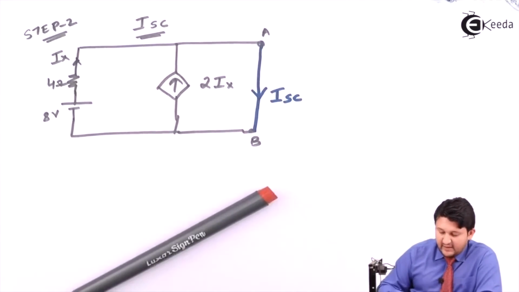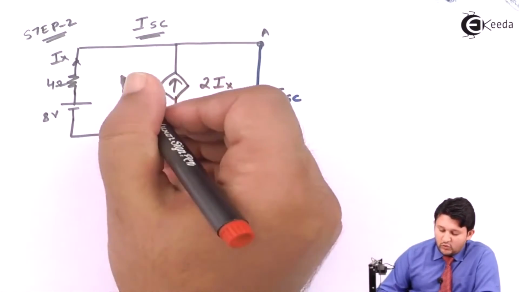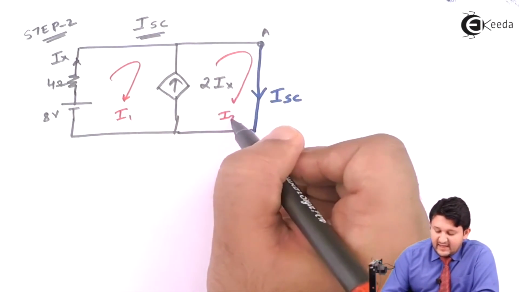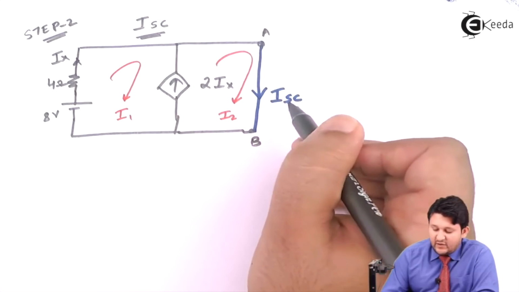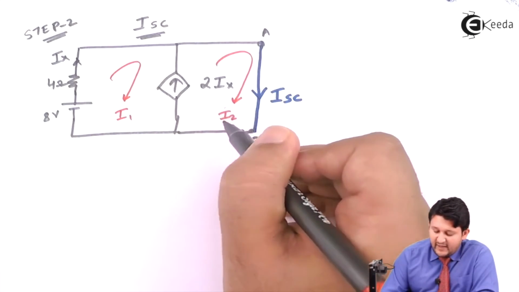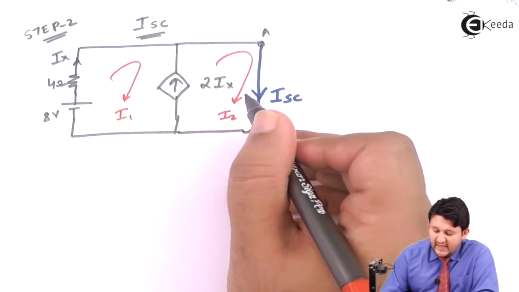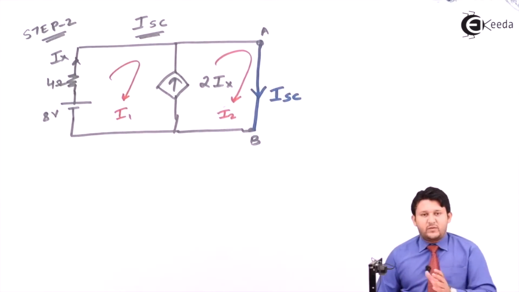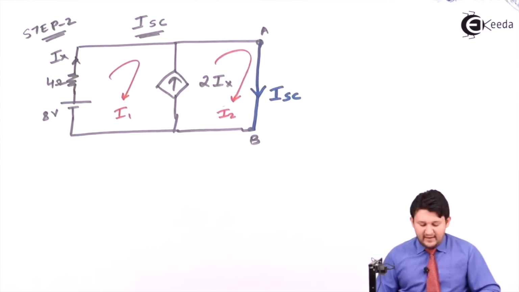So in this circuit, if you observe carefully, you got two smaller loops. You need to name this as I1, this as I2. Ultimately, I need to find ISC. When will I get ISC? When I'll be getting the value of I2, because I2 and ISC are in the same direction. I2 is equal to ISC. So once I get I2, I'll be getting ISC, right?